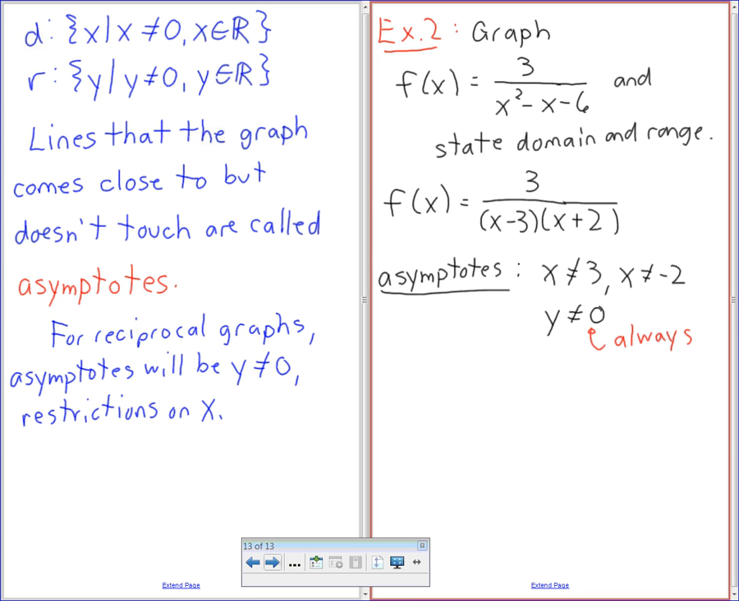Okay, I'm going to sketch my asymptotes before I deal with anything else.